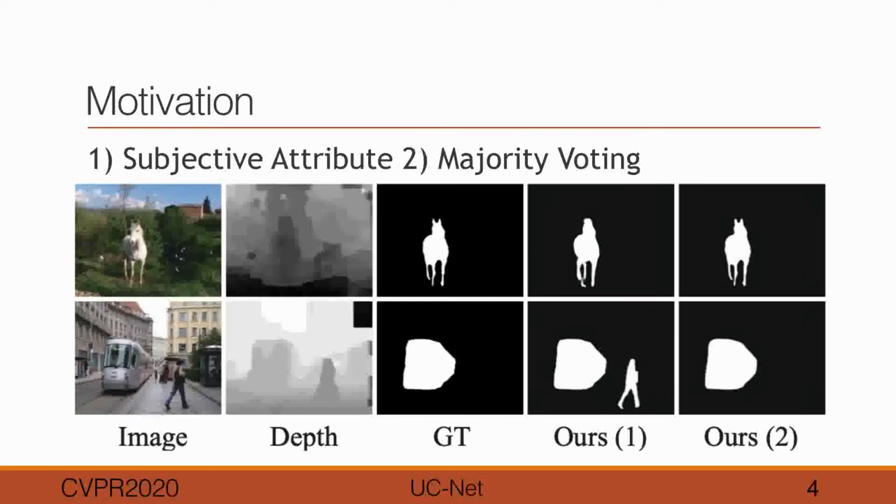The first one is the subjective attribute of saliency. To some extent, saliency can represent people's preference, and different people may produce different attention maps or saliency maps, which indicates the subjective attribute of saliency.